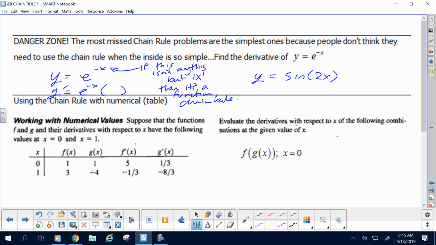What's the derivative of negative x? Negative 1. So it wouldn't just be e to the negative x, because e's derivative is itself, but there's also a chain rule component. It would actually be negative e to the negative x. You follow? Try the other one then. Take the derivative of y equals sine of 2x. That is a function within a function, because 2x is not just plain old x, there's more.